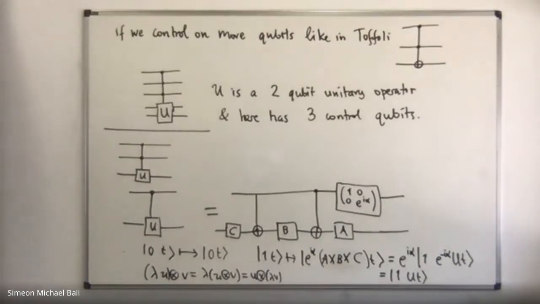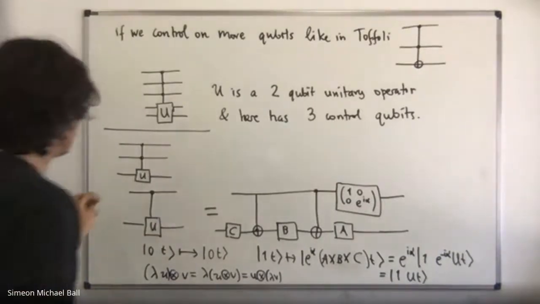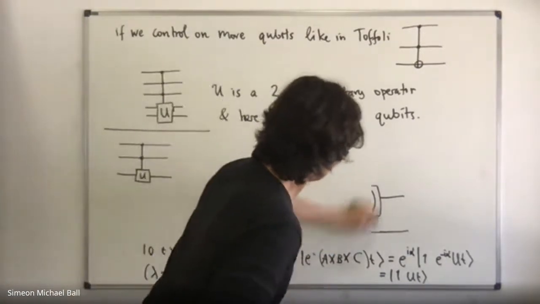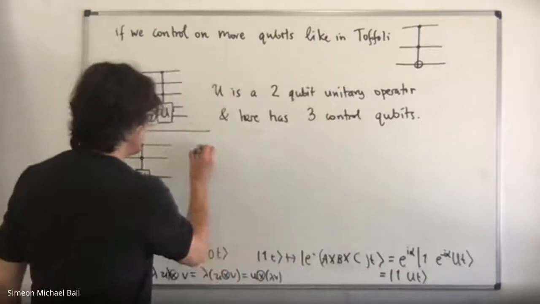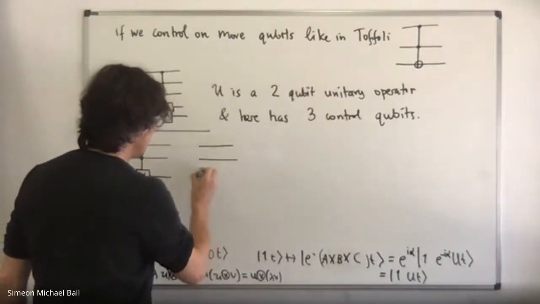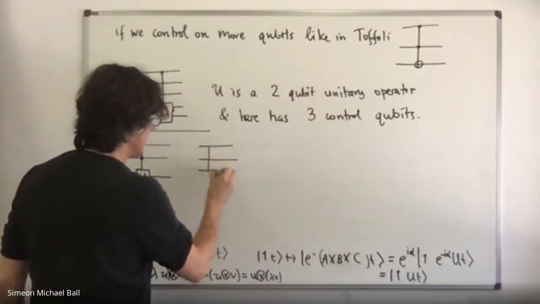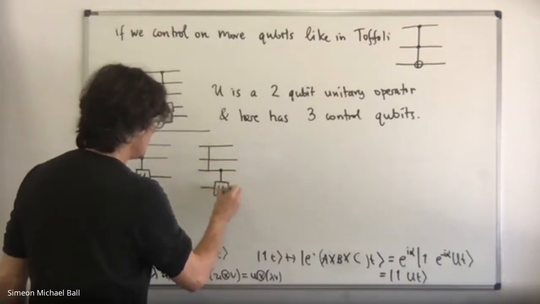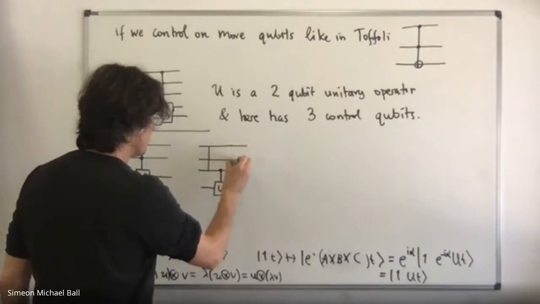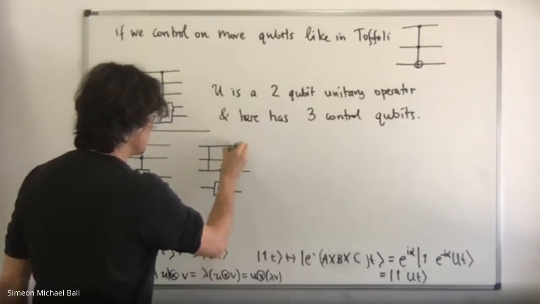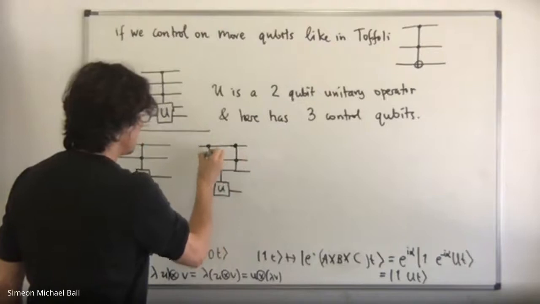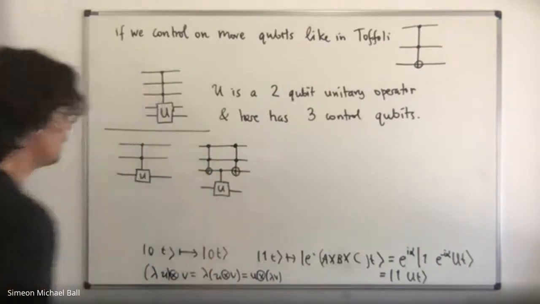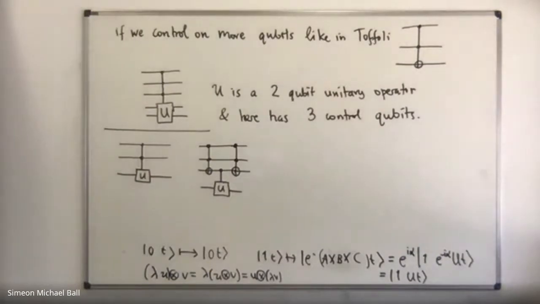What I want to convince you is that this is the same as the following circuit, where I introduce a third one here, a Toffoli here, control U there, and probably another Toffoli here, I guess. Okay, so I think that should work.